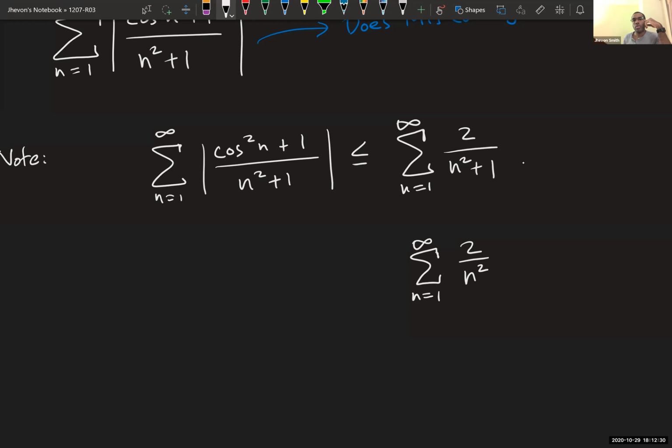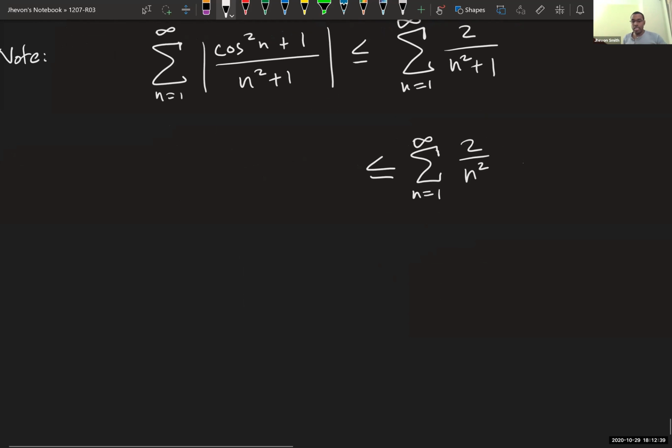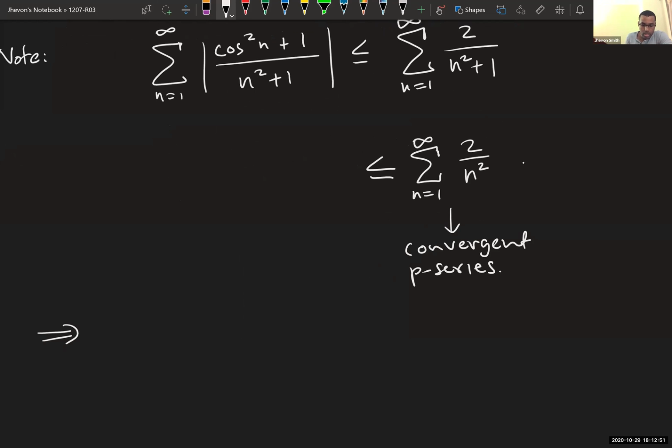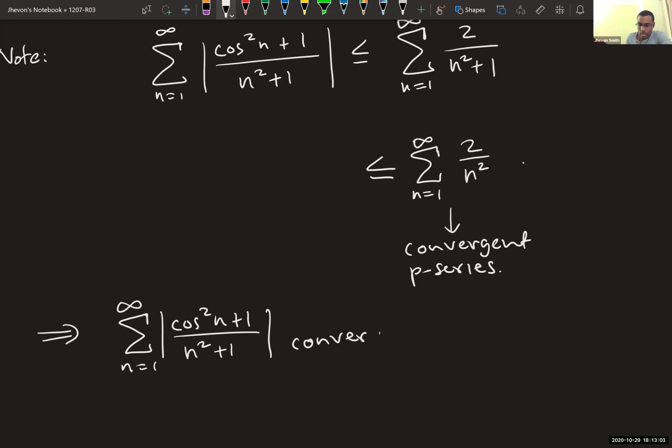Smaller, because it has a smaller denominator, so it's a bigger fraction. So it goes this way, right? And what can you tell me about this one? This here is a convergent P-series. And by that theorem, the smaller one, which is the series we were looking at, converges, right? By what? What is that thing called that we just did? By comparison.